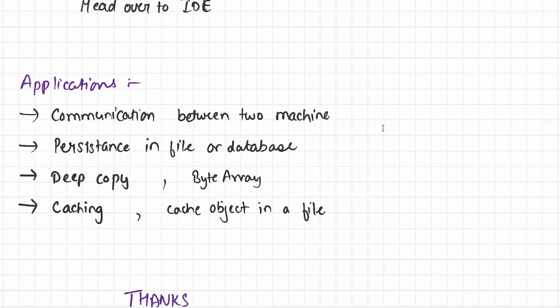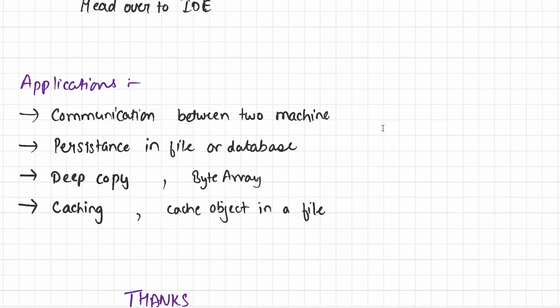The number one application of serialization and deserialization is communication. As I said, there are two machines and in both machines applications are running on Java. Both machines can easily communicate by leveraging the serialization and deserialization technique. The next application is persisting the object in a file or database. As I explained before, if you want to persist any object in a file or database, we can use this concept of serialization and deserialization.